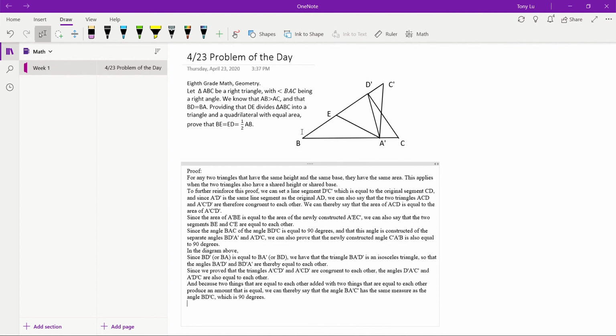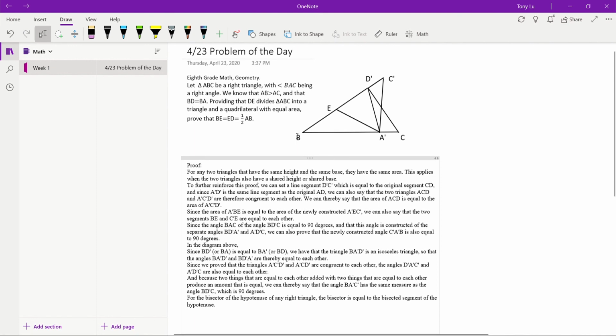So, as you might know, for the bisector of the hypotenuse of any right triangle, the bisector is equal to the bisected segments of the hypotenuse. We can use this to prove that A'E is equal to C'E and is also equal to BE.